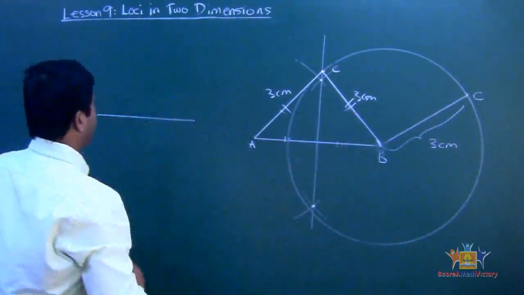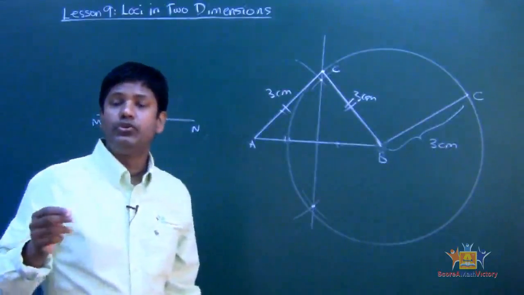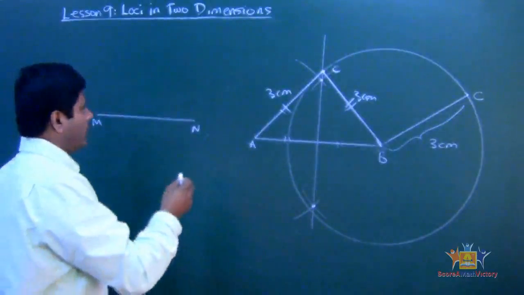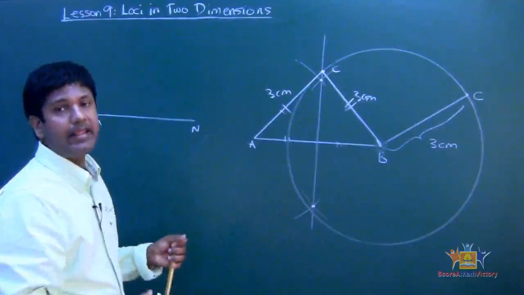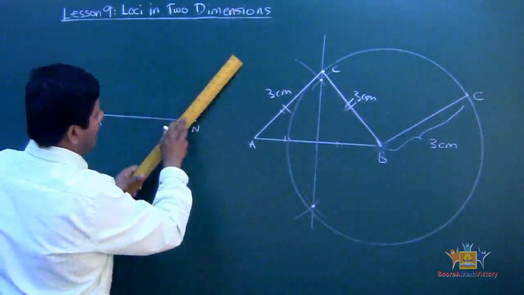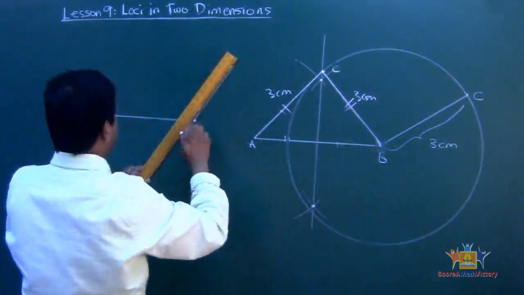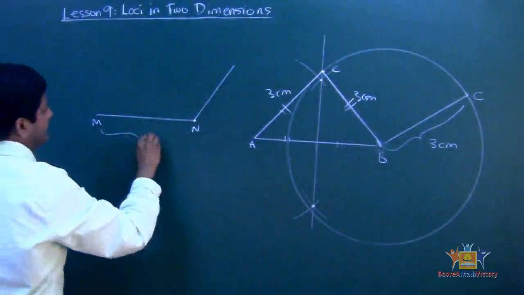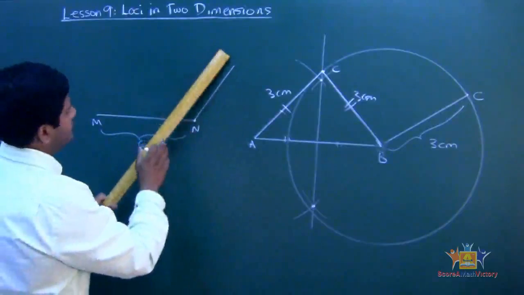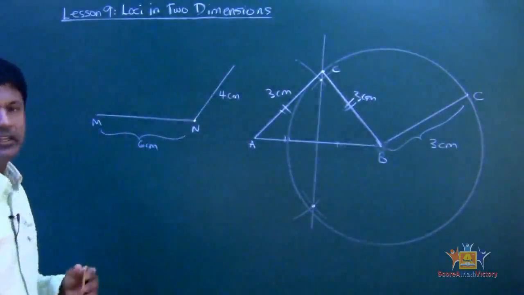Draw a line and then put M and N. Then I want you to locate a point, let's say point R. The length of that point R from N, let's say N to R. Make sure you measure this one. Let's say M to N is 6 centimeters, and then I want you to make N to R 4 centimeters.